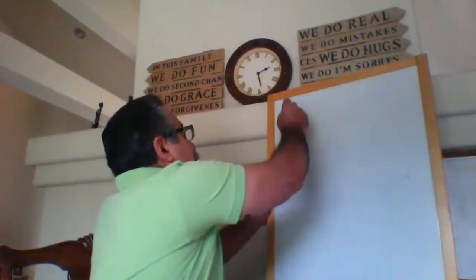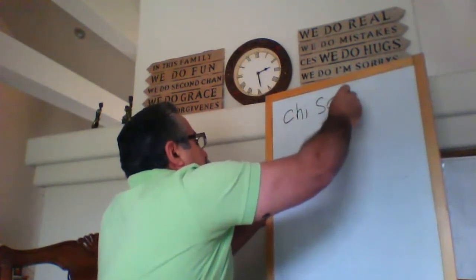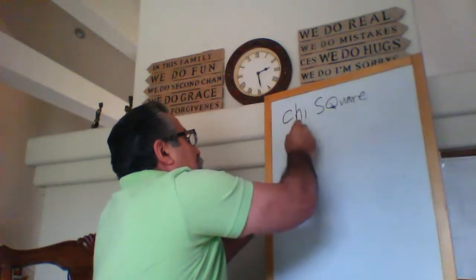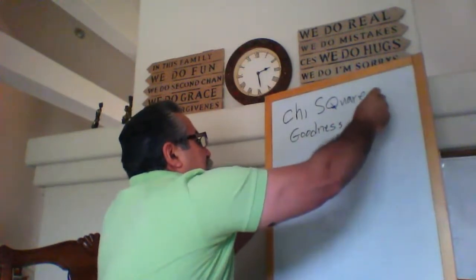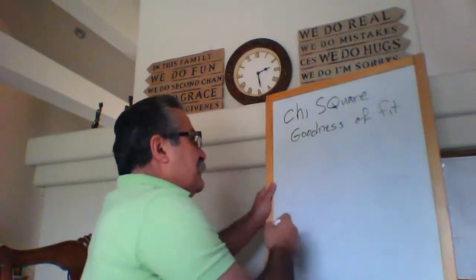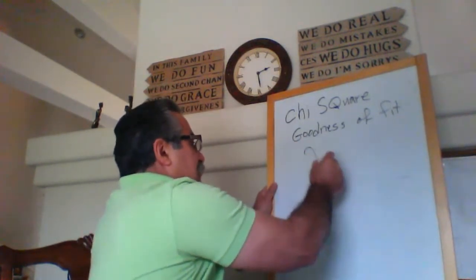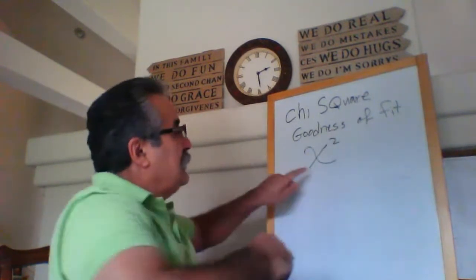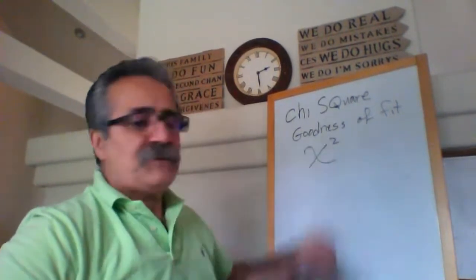So the only section out of chapter 12 that I'm going to cover for you guys is section 1, and that is chi-square goodness of fit. Chi-square is shown by this symbol, which is very similar to x, and then of course the square.